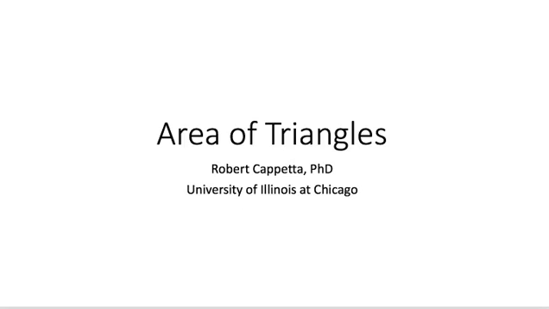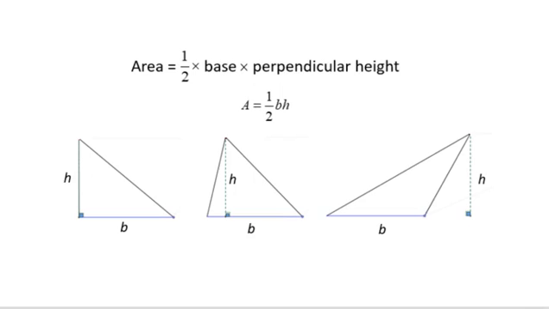This is Bob Capetta from the University of Illinois at Chicago, and this lesson is on area of triangles. We have three triangles here, and I want you to notice this first one is a right triangle.